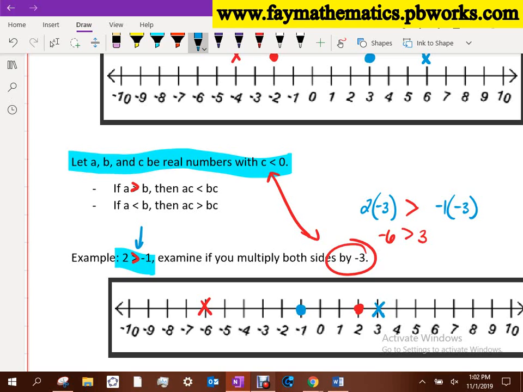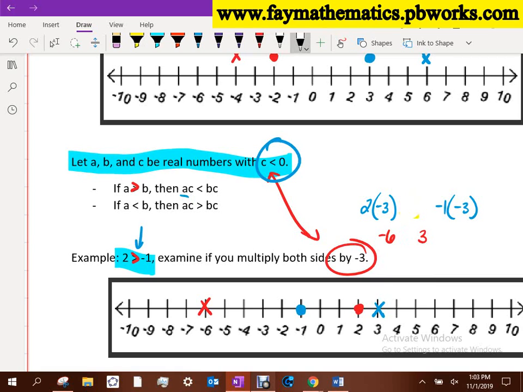And the idea is if you multiply by a negative number, look at what they're doing here. If A was greater than B, multiplied by a negative number, this product AC, see how they flip the sign, is less than BC. So here, when we did this multiplication, 2 times negative 3, and then negative 1 times negative 3, when we're done, we should actually take that sign right there, and it should be flipped.